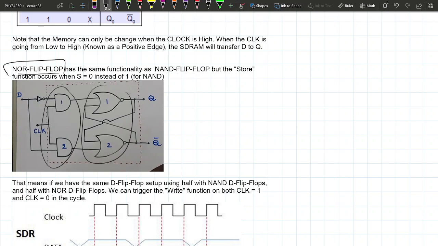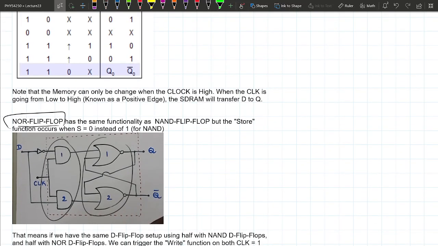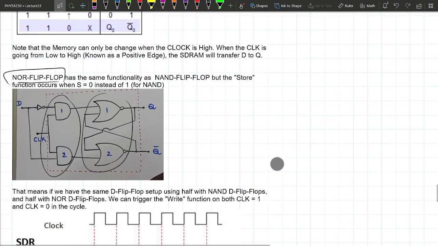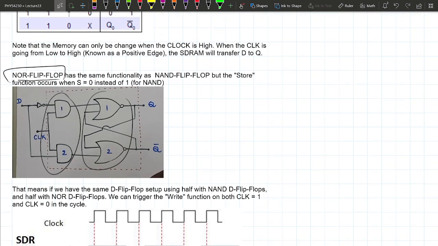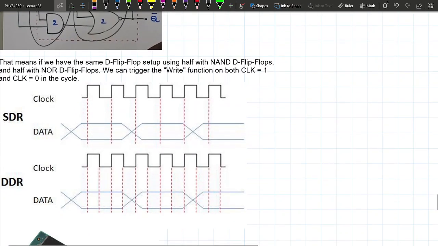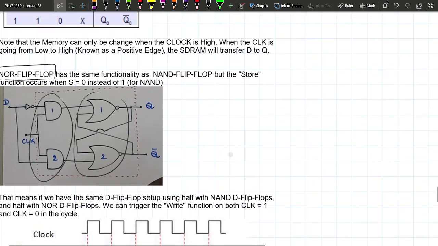How this works. And the interesting thing is, does anyone know where I'm leading to with this? What's after SDRAM? What do you actually use in your computer? DDR, right? And what does the D stand for in DDR? Double data. Double data rate. Random access memory. And why did I bring this up right now? Let me describe this.